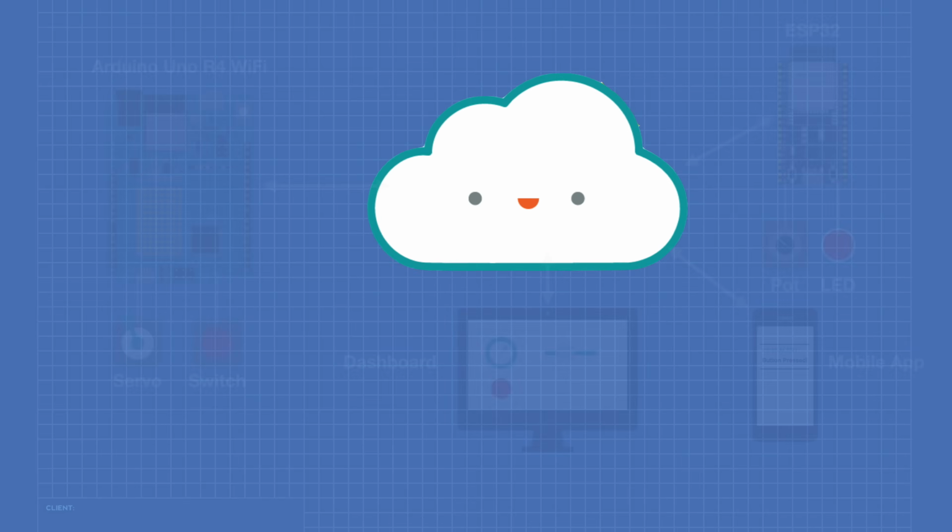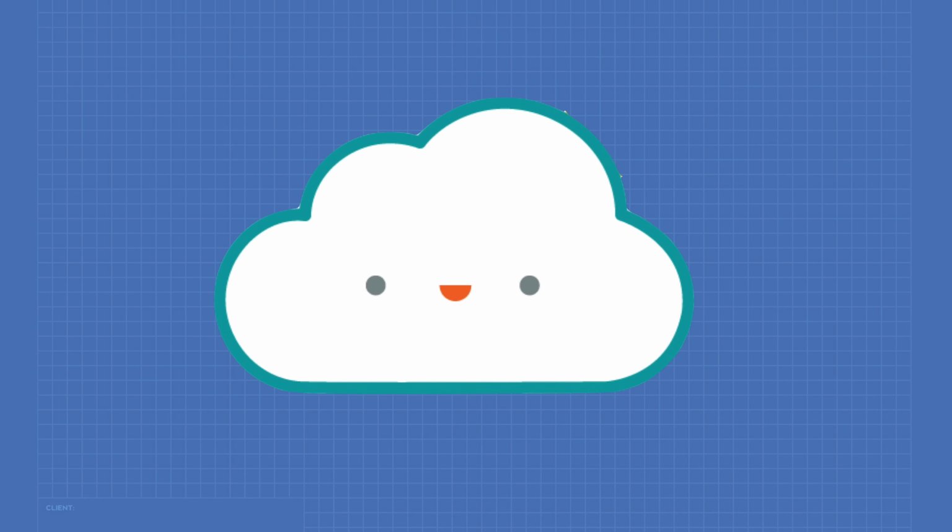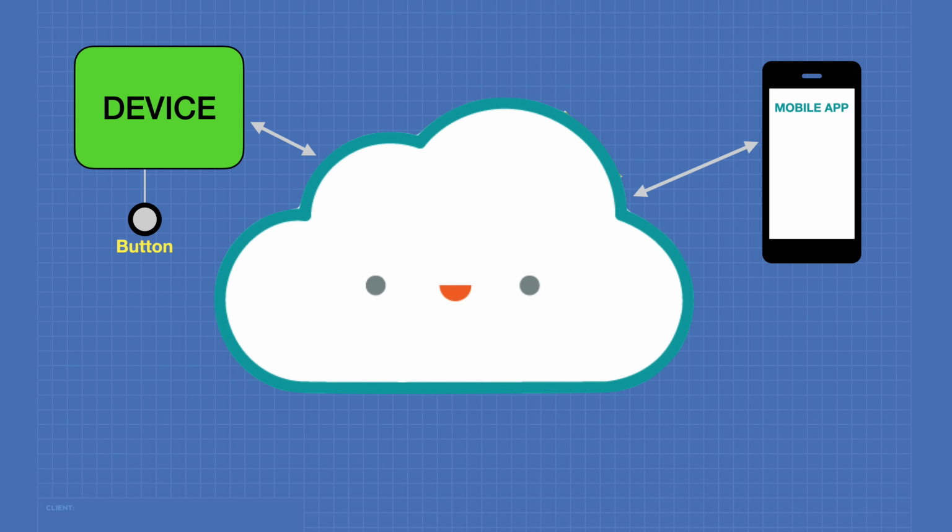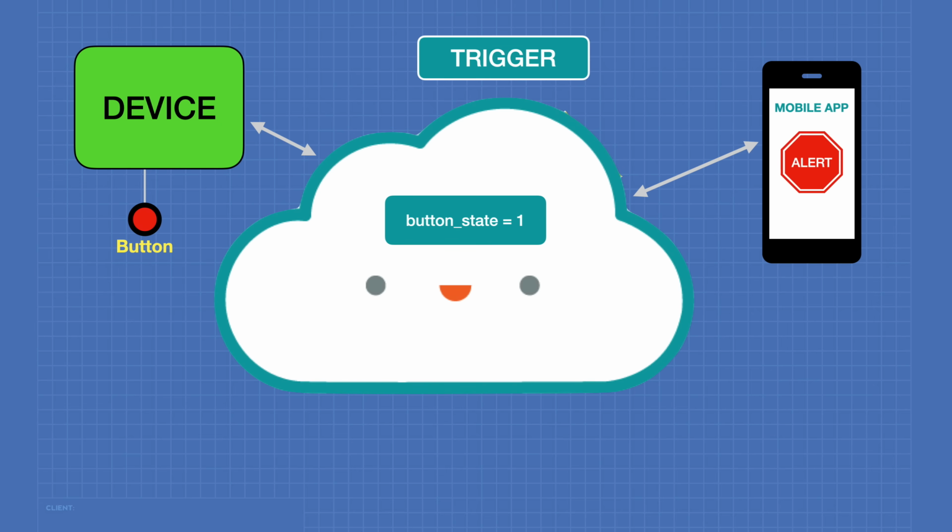This is how this is going to work. One of our devices, which in our case is the Uno R4 Wi-Fi board, has a push button on it. That push button state is maintained by a cloud variable called button state. When the button has not been pressed, the button state will be 0 and nothing is going to happen. However, if we press, the button state will change to 1. This will cause a trigger to be fired and will send a push notification out to our mobile app. Let's see how we set this up.